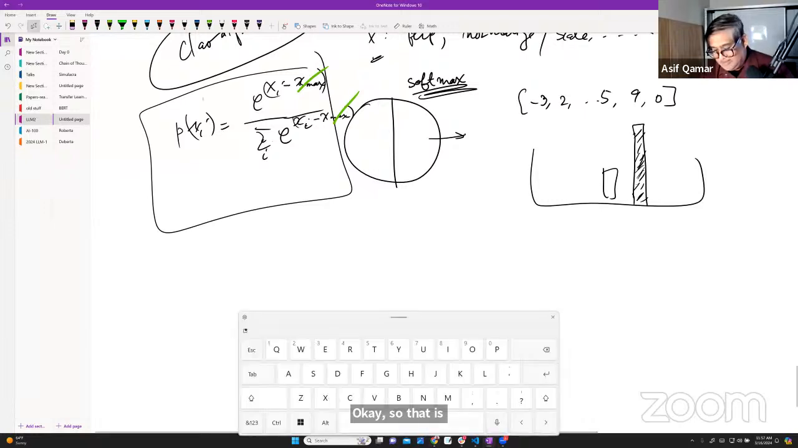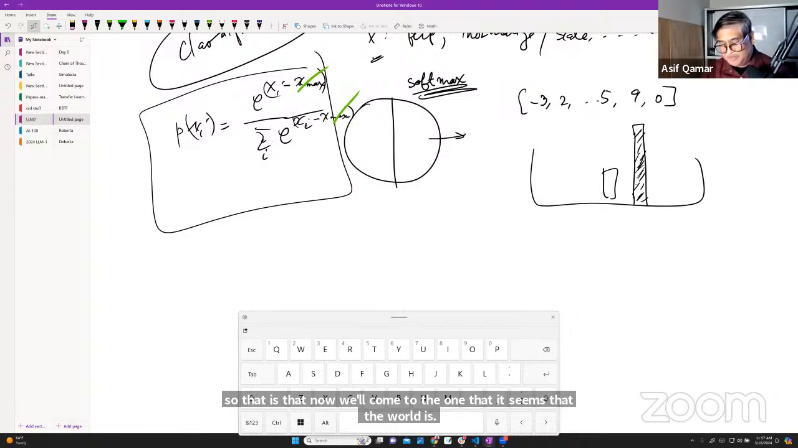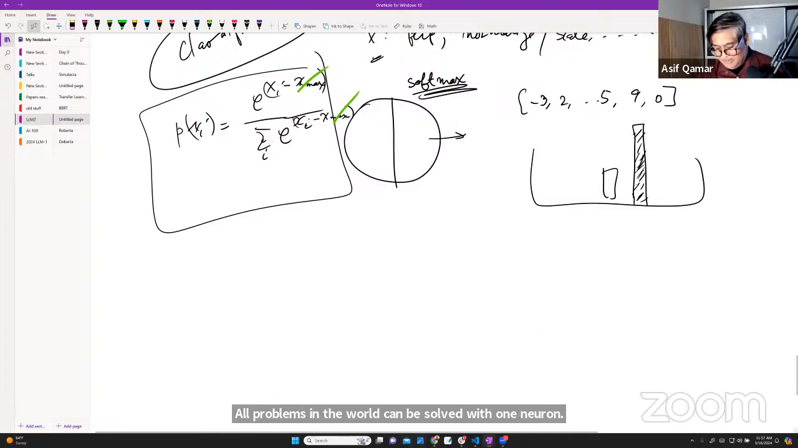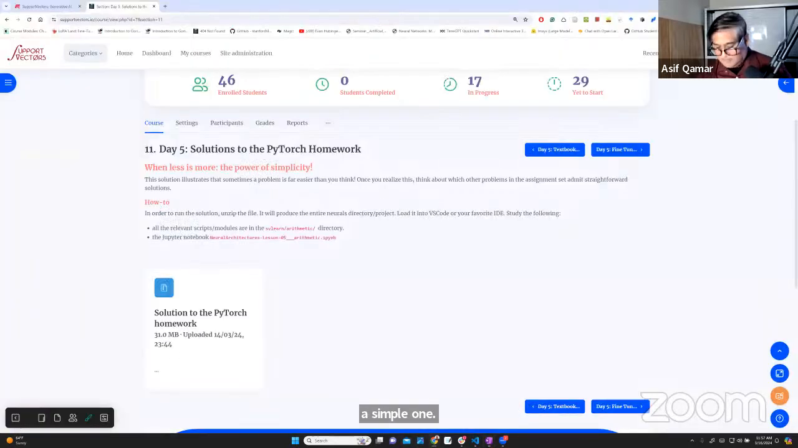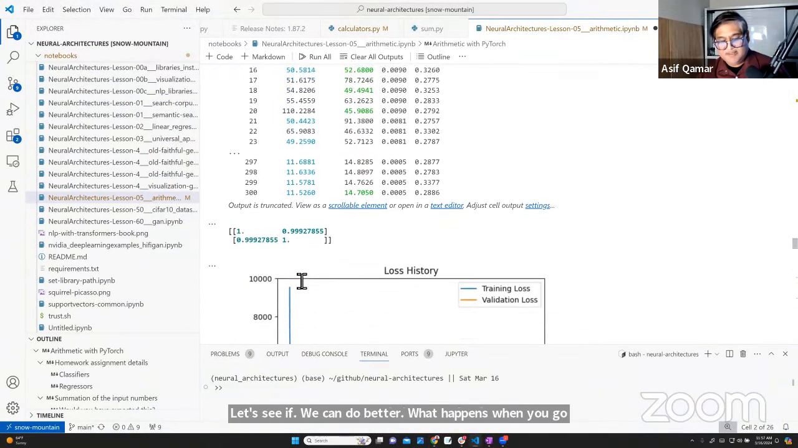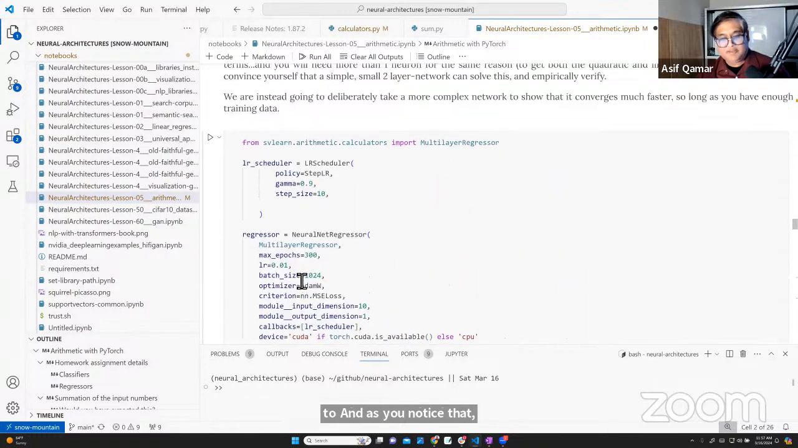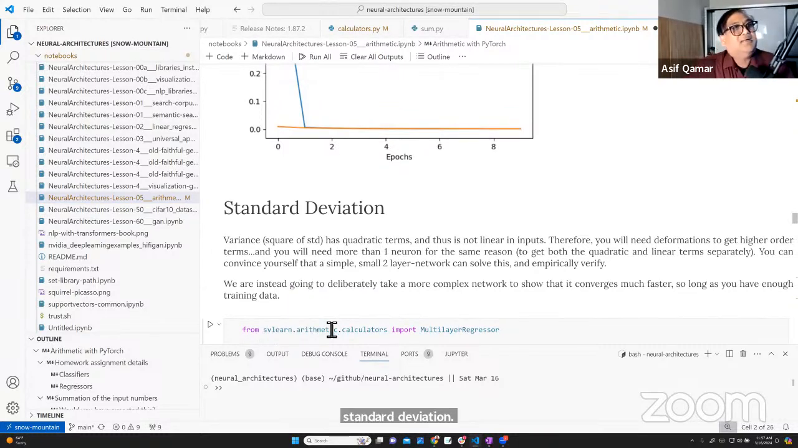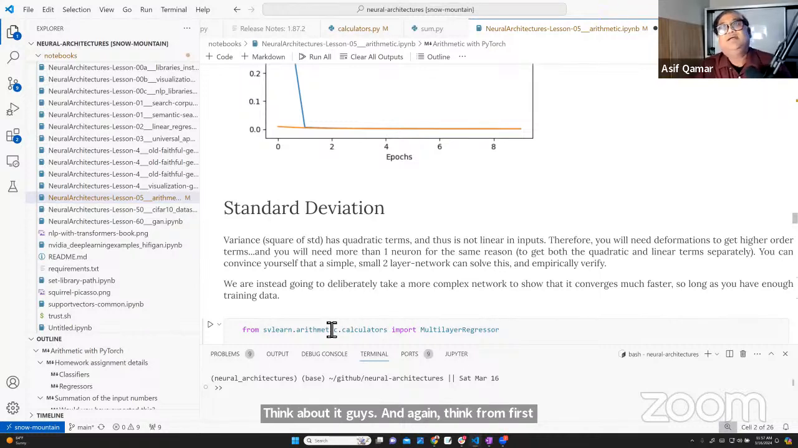Now it seems that all problems in the world can be solved with one neuron and hardly any activation function at all, or maybe just a simple one. Let's see if we can do better. If we try to compute a standard deviation, can it be solved with one neuron? Think about it, guys, and again, think from first principles. What is standard deviation? It is the summation over xi minus x bar, the mean, the deviation from the mean squared and summed over.